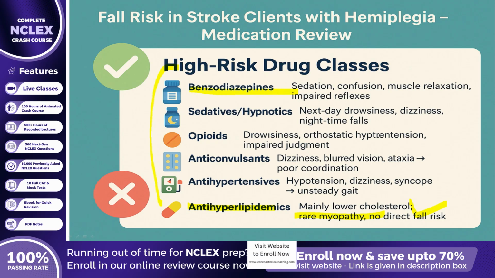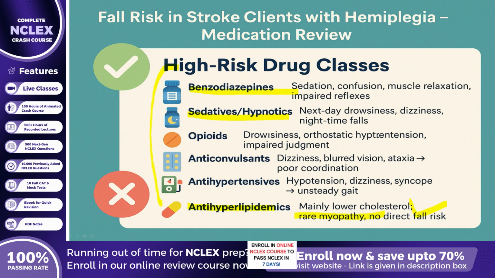Looking at option 3, sedatives and hypnotics, this is also correct. These agents, including zolpidem or triazolam, are designed to induce sleep but often cause next-day drowsiness, dizziness, and grogginess. When combined with stroke-related weakness or impaired mobility, sedatives place clients at a very high risk for nighttime falls, especially during trips to the bathroom.